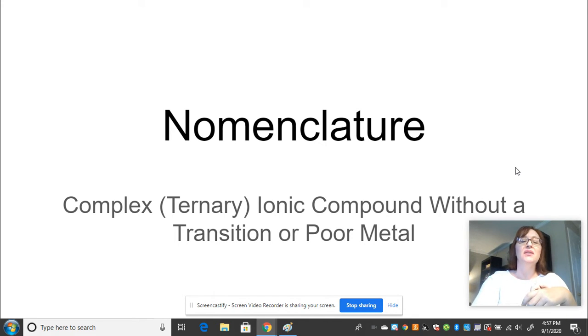So today's compound is a complex, or sometimes it's called a ternary ionic compound. And this compound is not going to have a transition or boron metal. So we will be able to skip some of the steps. So let's get started.